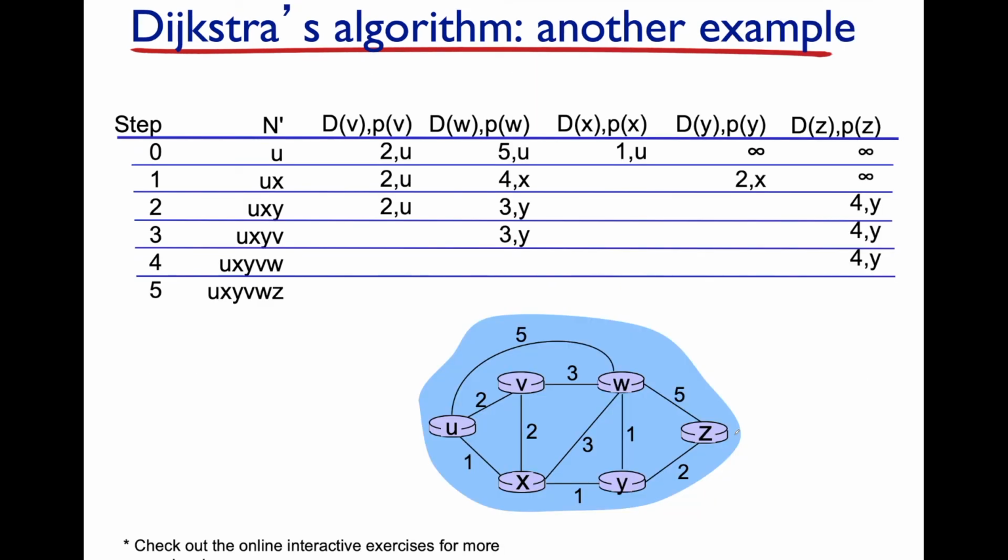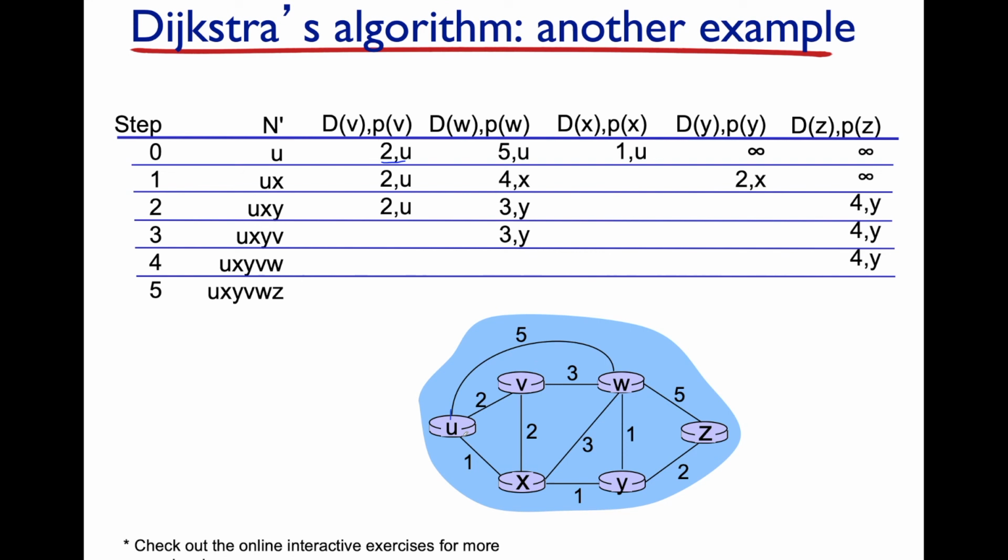So here's another example. In this example, we have the following graph topology, and we have U, and Dijkstra's algorithm is running in U. So we're going to start out, N prime is set to U. We initialize all the directly connected neighbors. So we have from U going to V, cost of 2 with predecessor U, that's here. We have from U to W, cost of 5. So we have 5 with predecessor U.